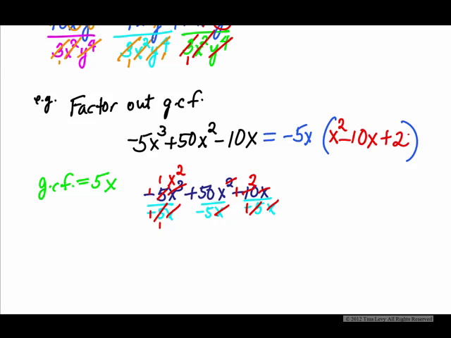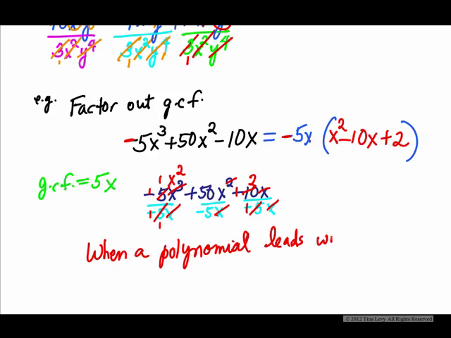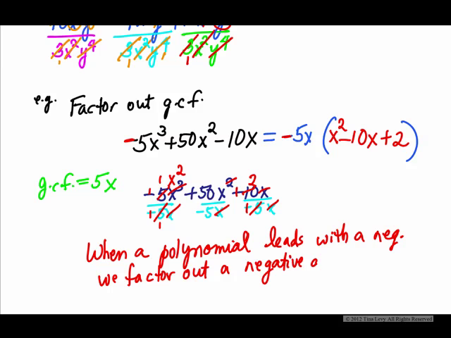And that would be considered factoring. When it leads with a negative, we're going to factor out a negative. And as you notice what happens, it changes all the signs inside. So we factor out a negative greatest common factor.